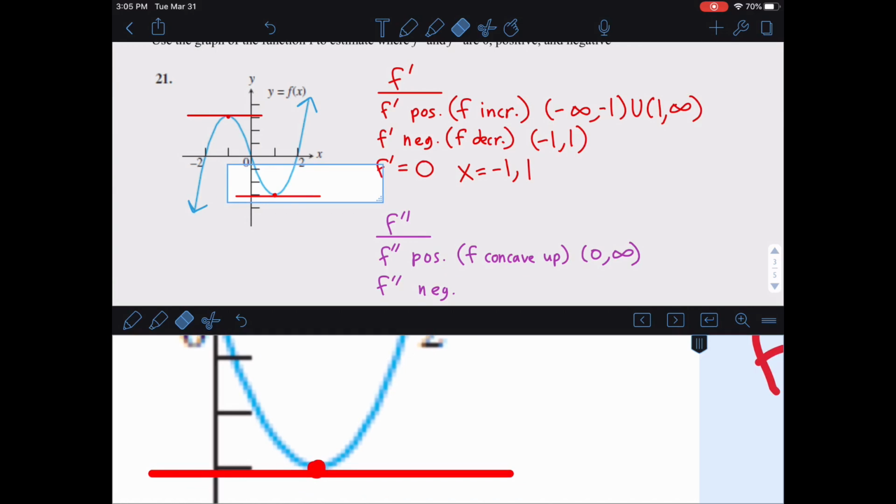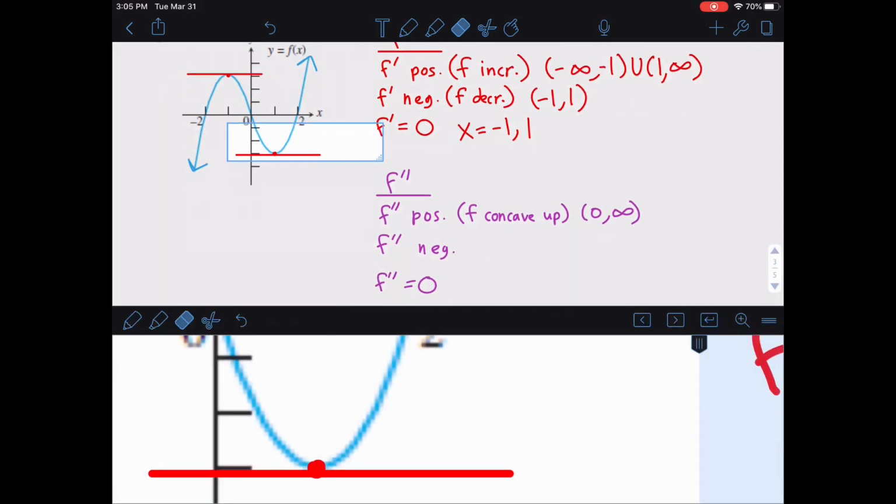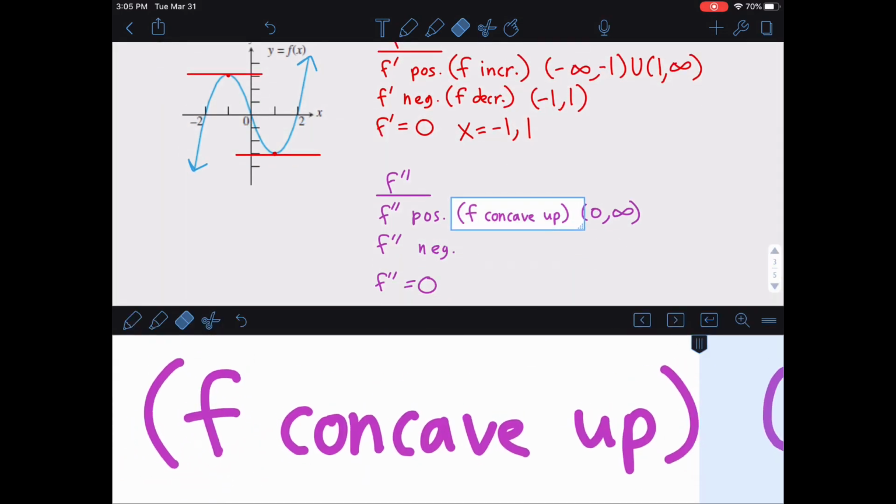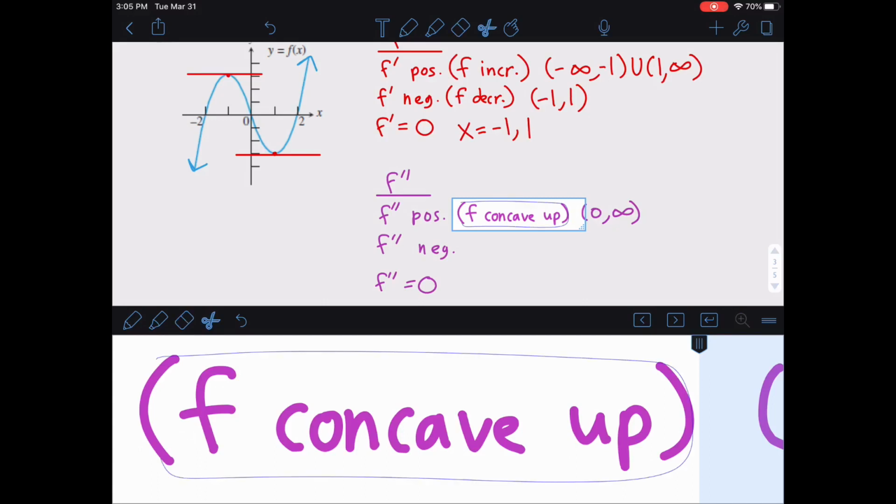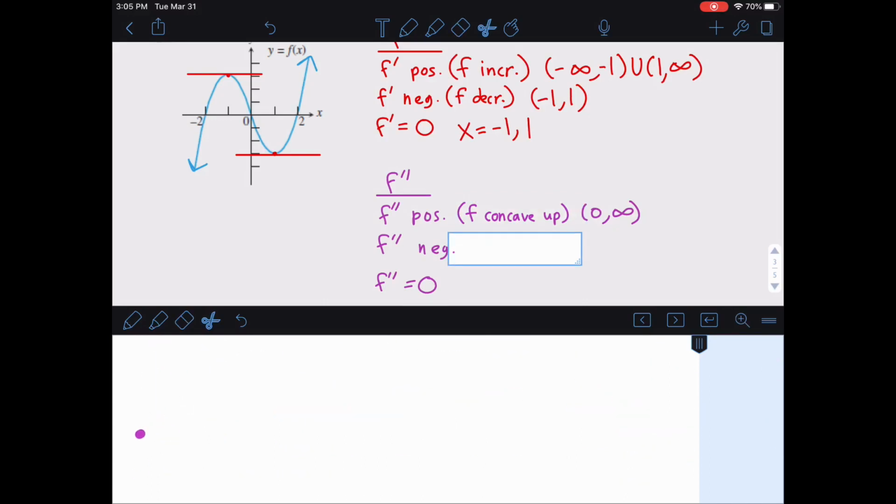And now where is f double prime negative? Well, that's where f is going to be concave down. So I'm going to do a little copy paste here to help myself out.